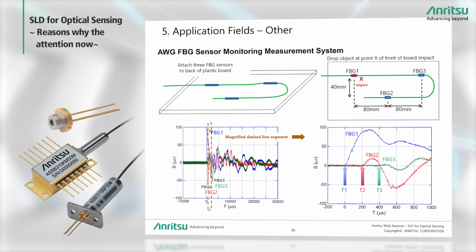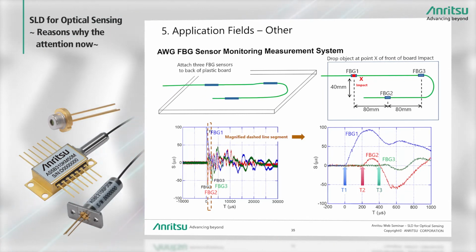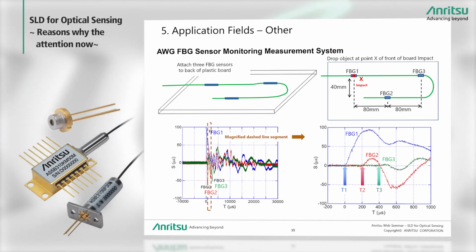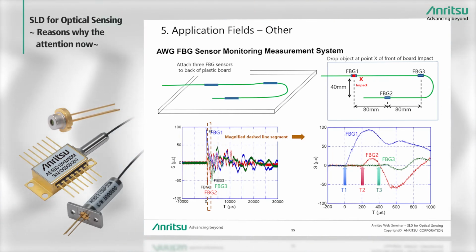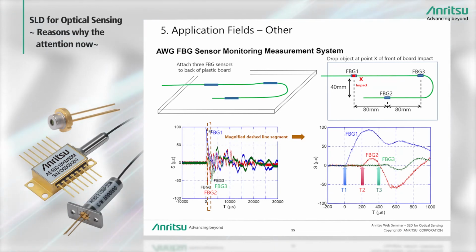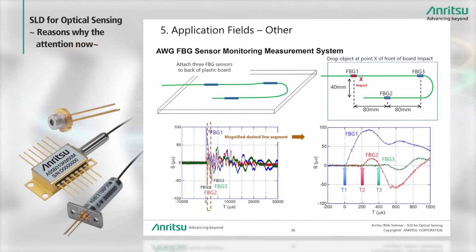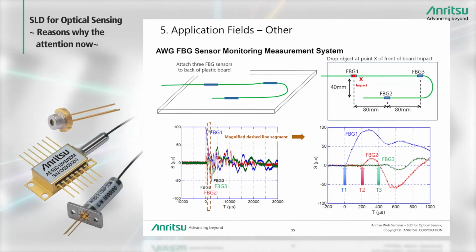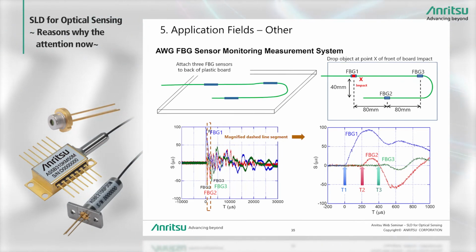In this setup, 3 FBG sensors are attached to a plastic board. The sensor arrangement is described as FBG1, FBG2, and FBG3. The board is subjected to mechanical shock by dropping an object on it near FBG1. The board distortion due to the mechanical shock changes the wavelength of the light returned from each FBG. The figure at the bottom left shows these changes, which are magnified in the graph on the right.